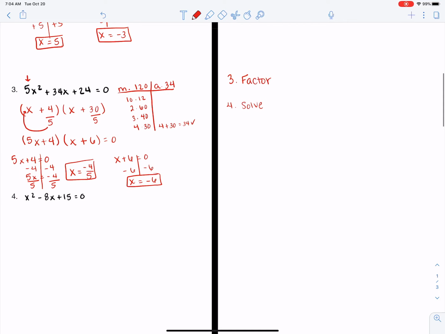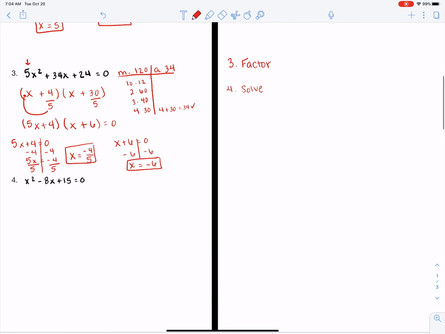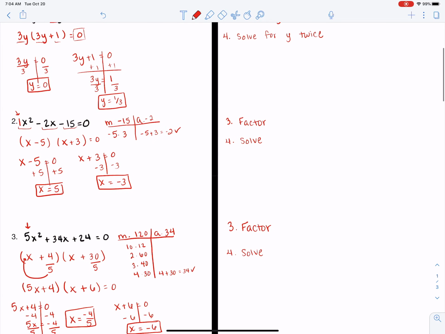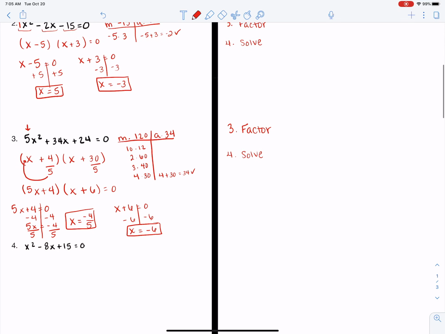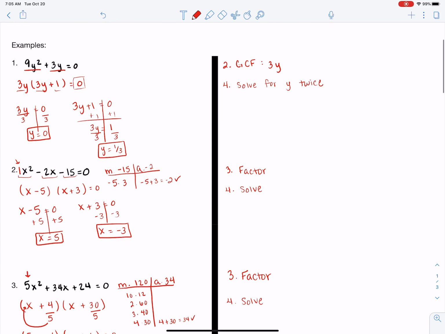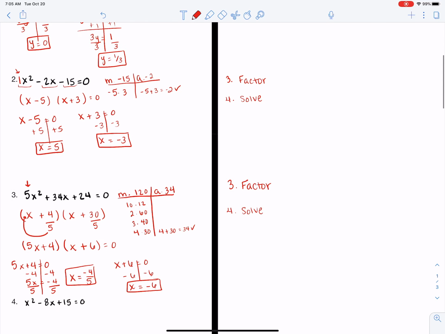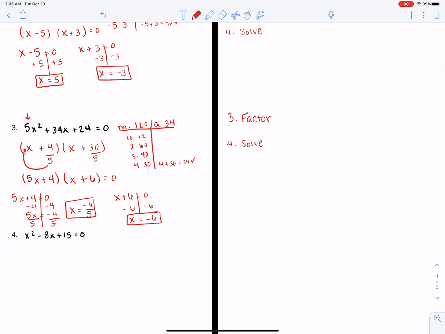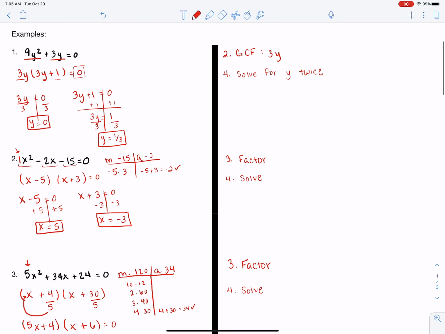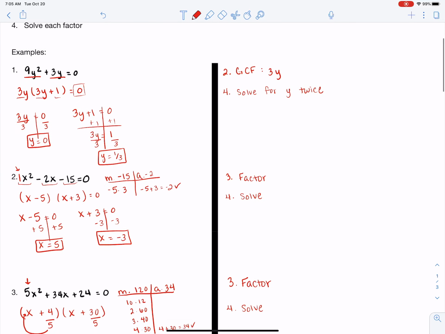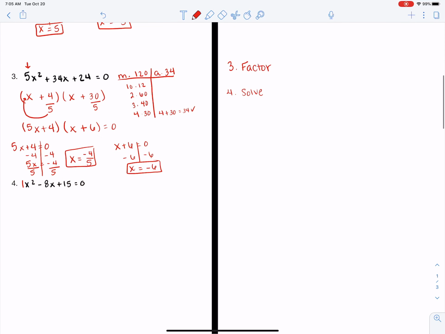Okay? All right. Example 4. Sorry. Okay, example 4. Set the equation equal to 0. Done. Factor out the greatest common factor. Well, my coefficients right now are 1, negative 8, and 15. Those don't have anything in common except for 1, and if it's only 1, you get to skip it. All right, step 3. If you have a trinomial, factor it into two binomials. Yes, I have a trinomial, so I'm going to factor in step 3.